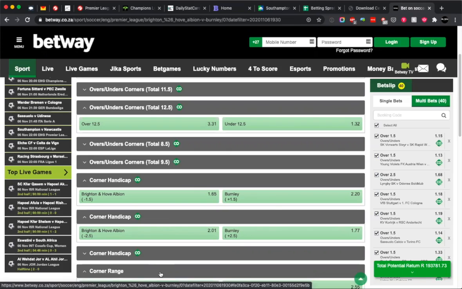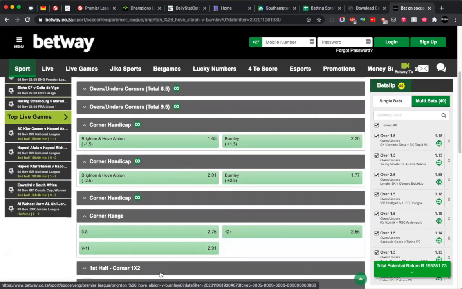With corner range, yesterday I saw a question about this. With corner range, it's a specific number of corners. So what you're looking at is there's usually 3 bands. There's 0 to 8 corners, there's 9 to 11, and then there's 12 plus. You remember that I said you'll find that in a lot of games, 12 plus is not really a common thing. So you won't really have a lot of over 12.5 corners.